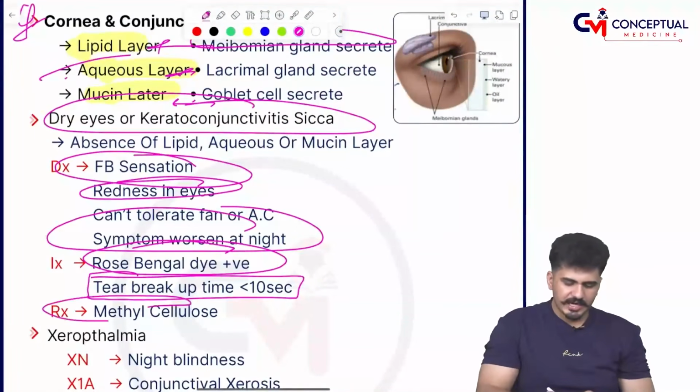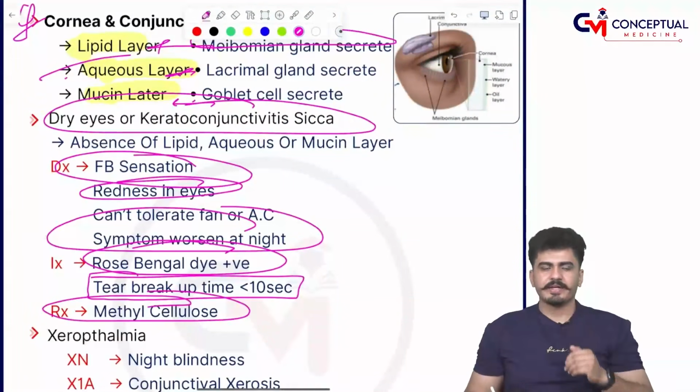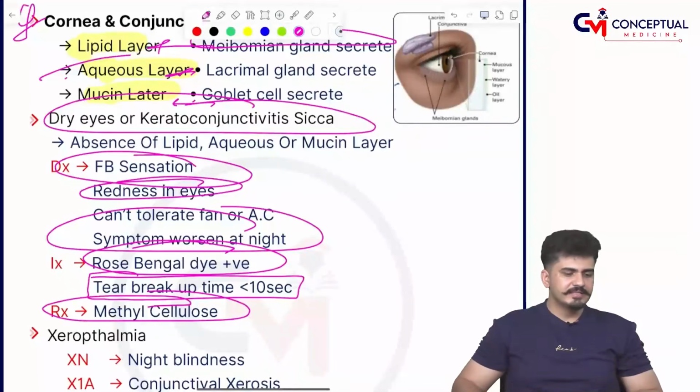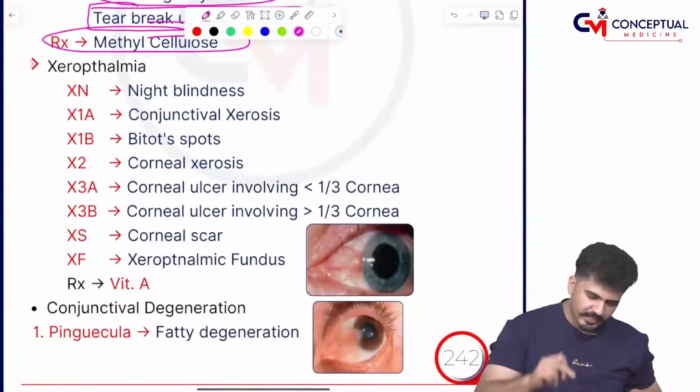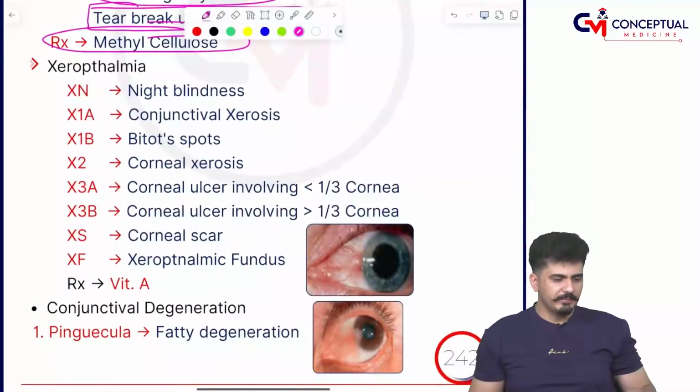And treatment is artificial tear supplementation, that is methylcellulose. Now, grading of xerophthalmia, my dear friends.